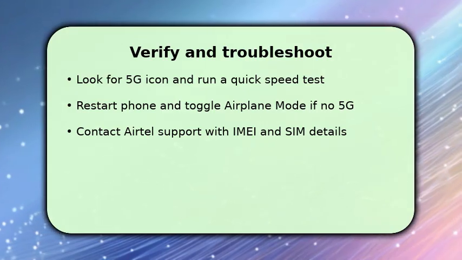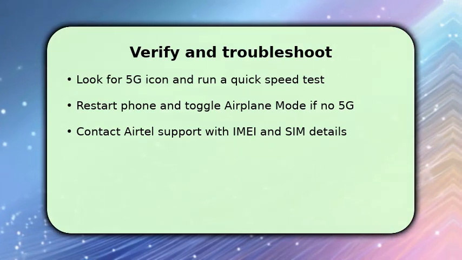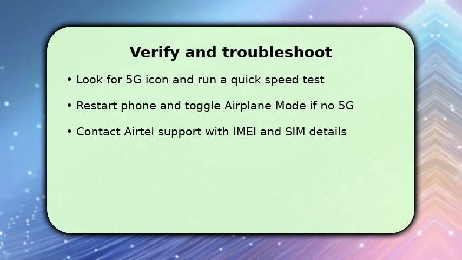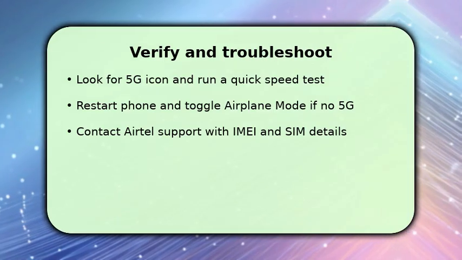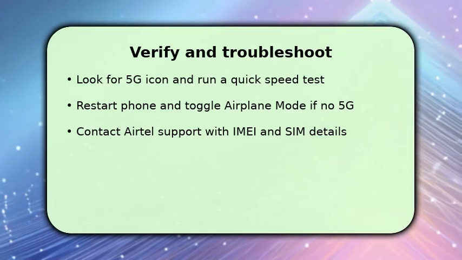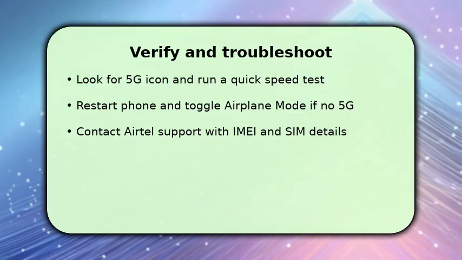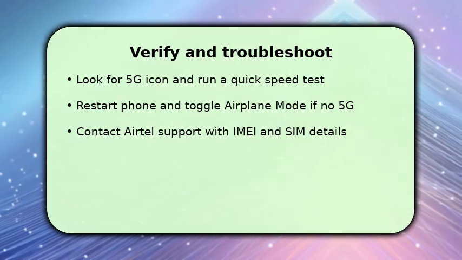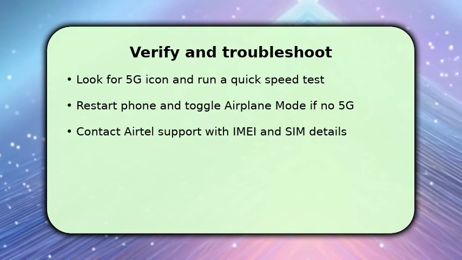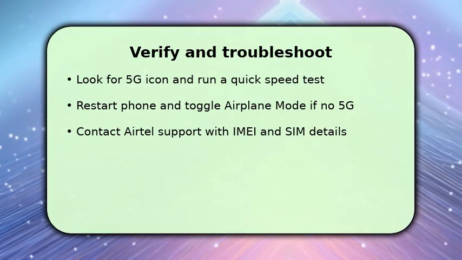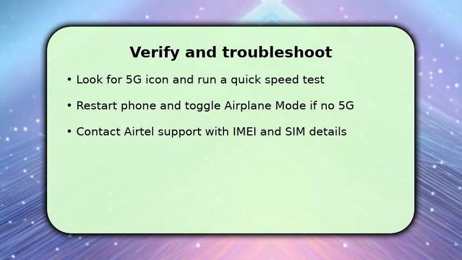If you still don't see 5G, restart the phone and, if needed, toggle airplane mode on and off to force a fresh network attach. Also verify you are in a 5G coverage area. Indoor signal can be weak. Key troubleshooting tip: if problems persist, note your IMEI and SIM number. Then contact Airtel support so they can check provisioning and network side activation for your line.